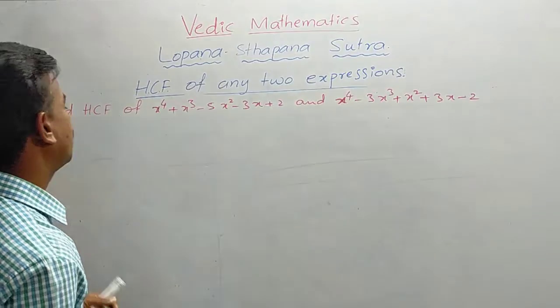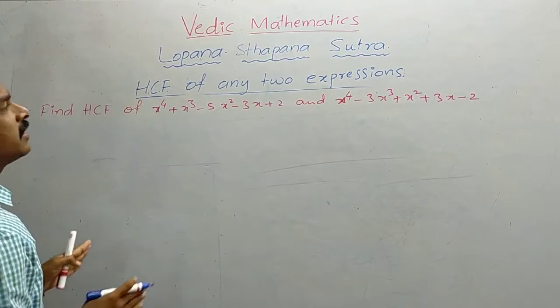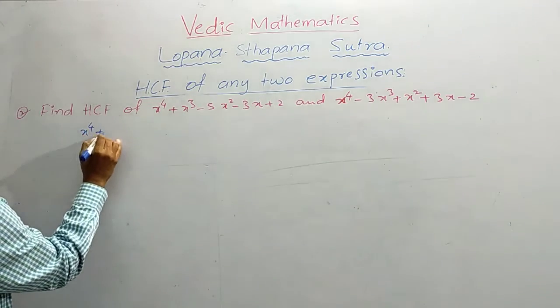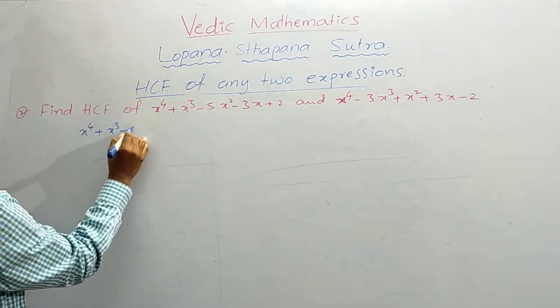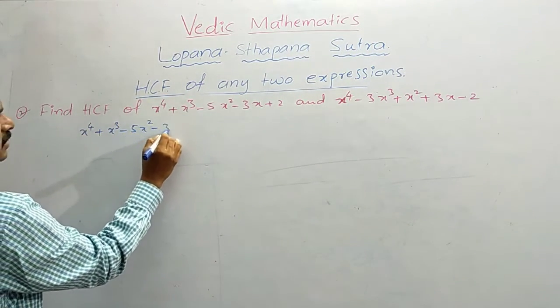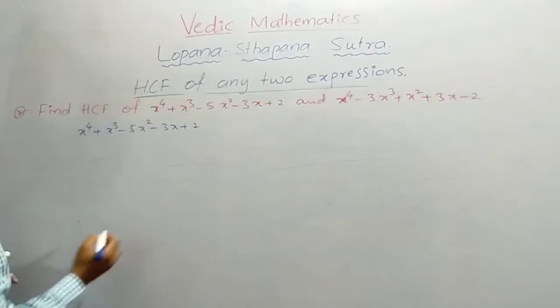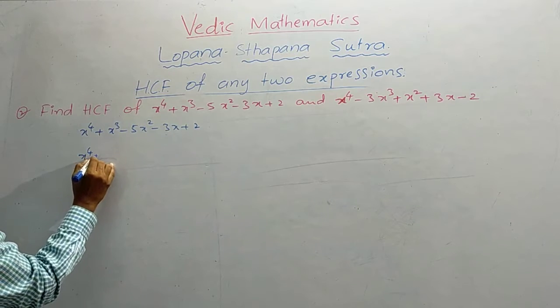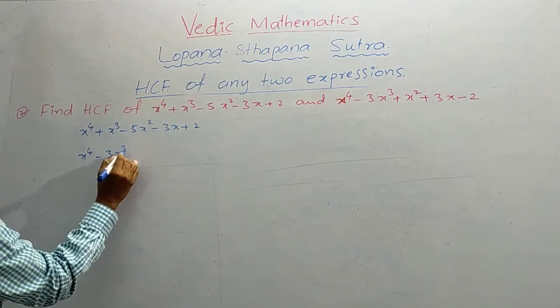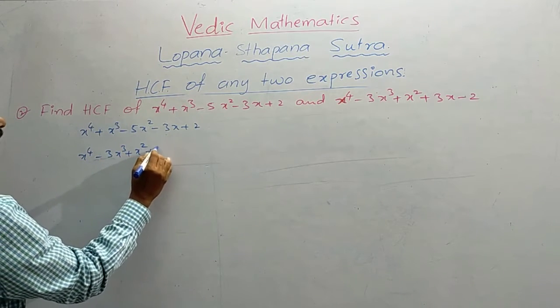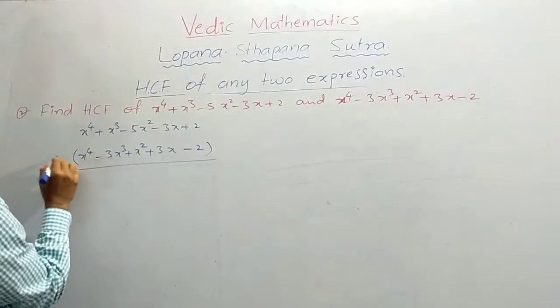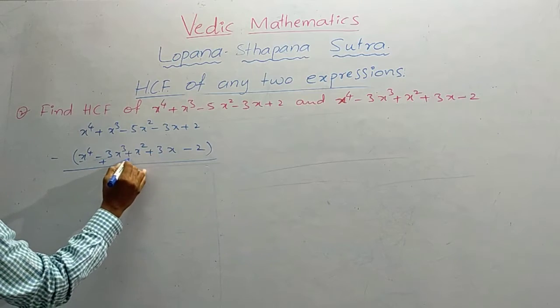Biquadratic expressions. Okay, by using this Lopana Sthapana Sutra, first x to the power of 4 plus x cube minus 5x square minus 3x plus 2, and minus, that means subtracting, x to the power of 4 minus 3x cube plus x square plus 3x minus 2. Okay, we are subtracting now. In subtraction, symbols will change.